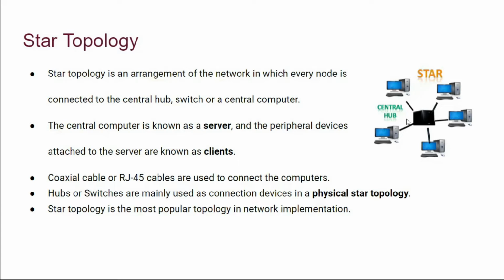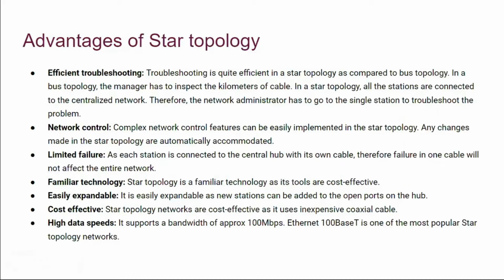Coaxial cable or RJ45 or Ethernet cable can be used to connect the computers. A hub or switch is mainly used as the central hub in a physical star topology. It's the most popular topology, implemented in most places. And what are the advantages of using the star topology in our workplace or any other places?